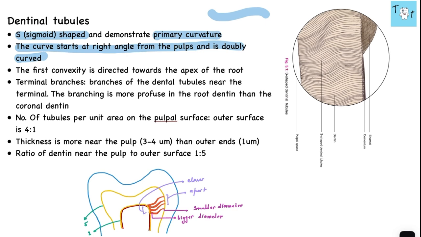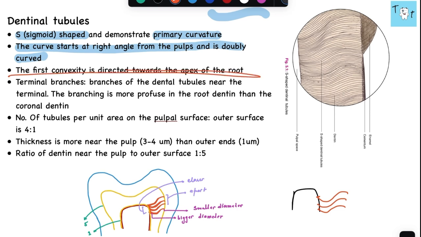So your dentinal tubules, if this is the pulp, right, they will start at right angle, okay. So they'll start over here like this. And then the first curve is towards the root apex. So the first curve will go down and then it'll go up, right? So it will continue over here. So this is the primary curvature of the dentinal tubules. Okay. Now this point is talking about the first curvature, right?